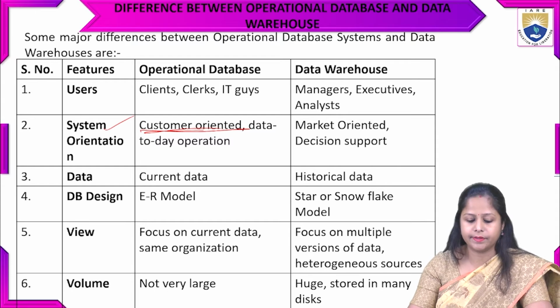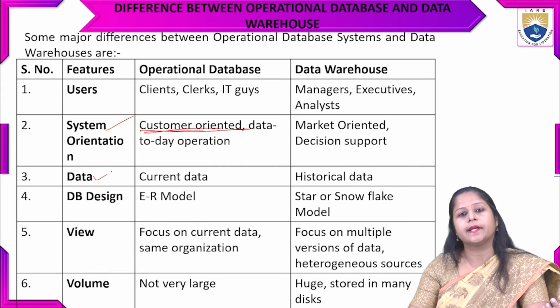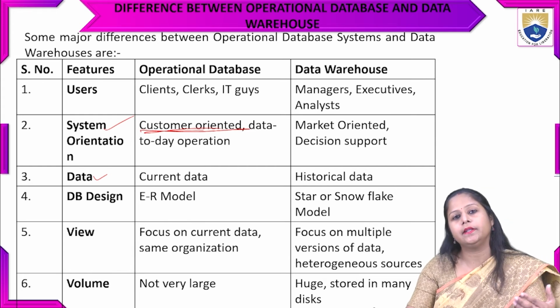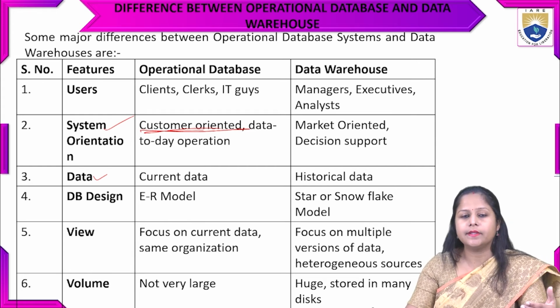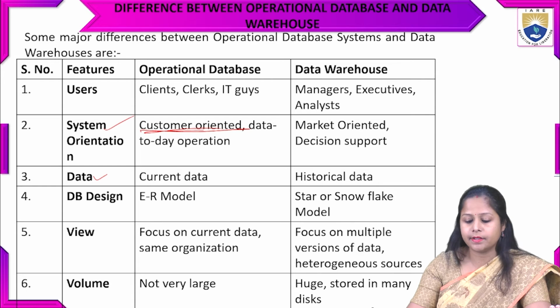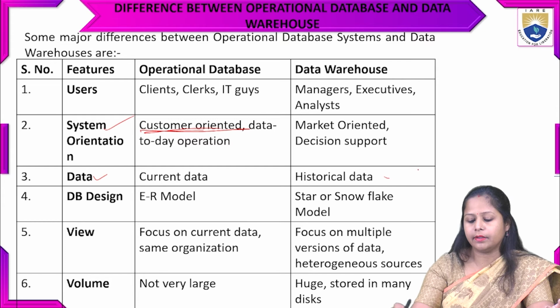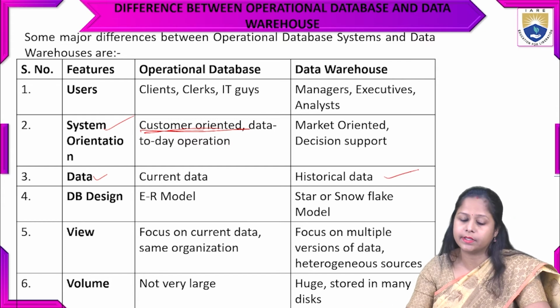In terms of data, the operational data is current data. That is nothing but transactional data, based on transactions, so it has the current data. But in the data warehouse, data will be stored at one place, and that we call historical data.